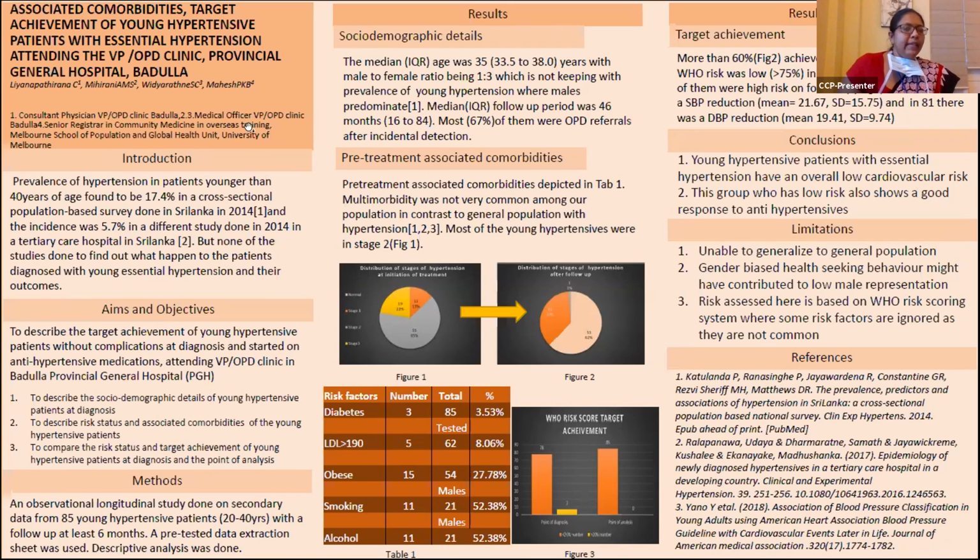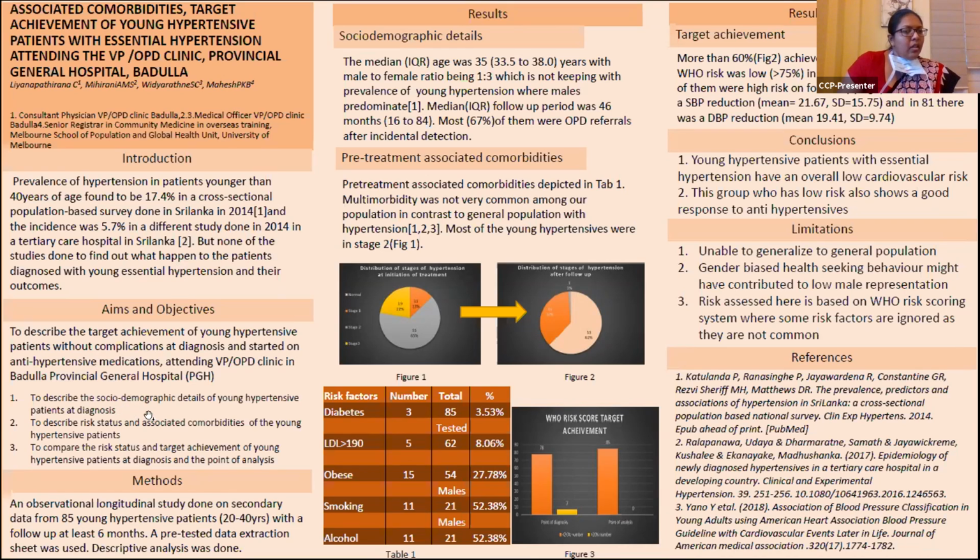For essential hypertension, a lot of studies have been done in Sri Lanka and also in other countries about young hypertensives. In Sri Lanka the prevalence is around 17.4%, but none of these studies have found out what is happening to these patients once we start treatment. So our aim was to see what happens to these patients once we start treatment, as well as, before we start, what the comorbidities and risk status associated with these patients are.